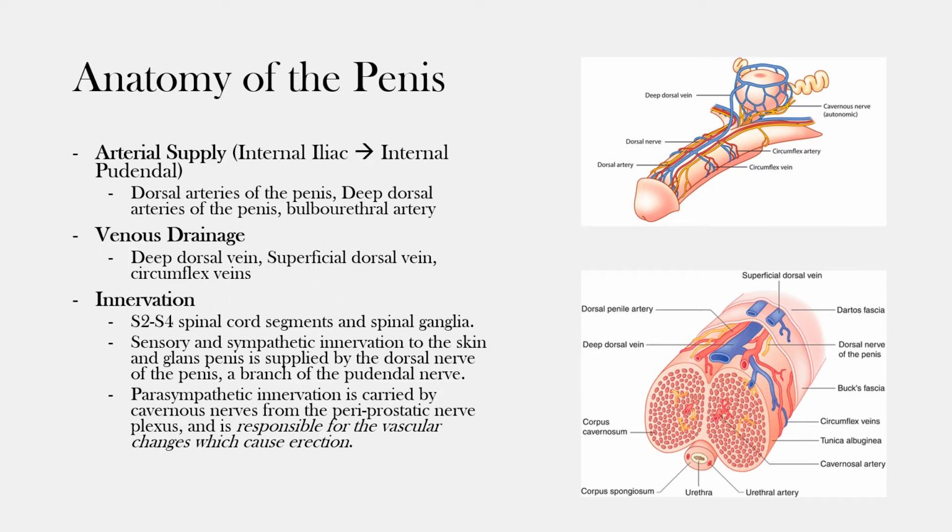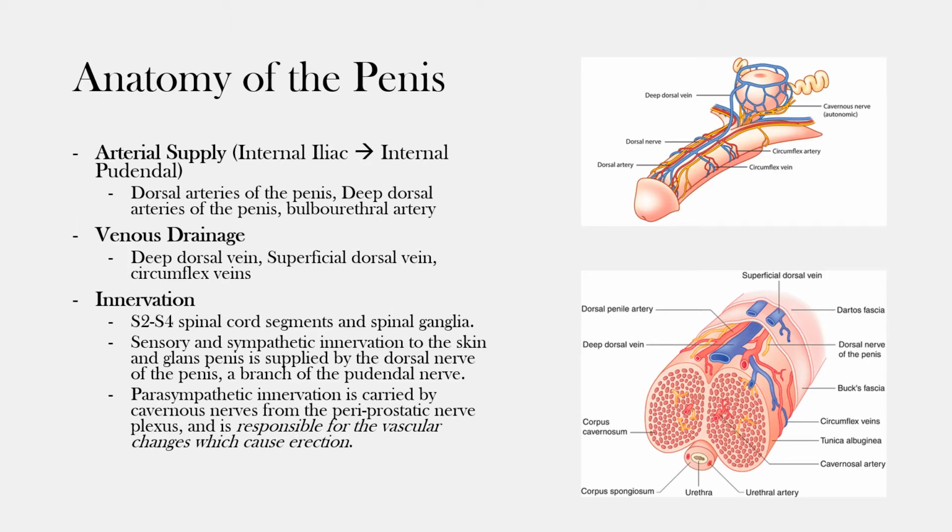Then you have the venous drainage. Again, you have three veins involved: the deep dorsal vein, the superficial dorsal vein, and the circumflex veins. If we look at the bottom picture, you have the outer layer of the penis, the dartos fascia. Deep to that is the superficial dorsal vein. Deep to that you have the buck's fascia, and then deep to that we have the deep dorsal vein. That's the main vein, the midline structure on the dorsal aspect.